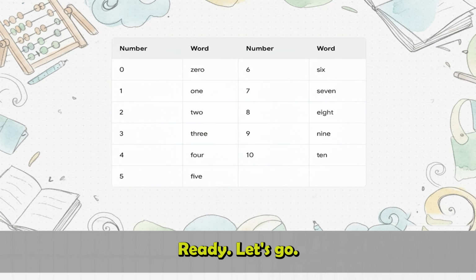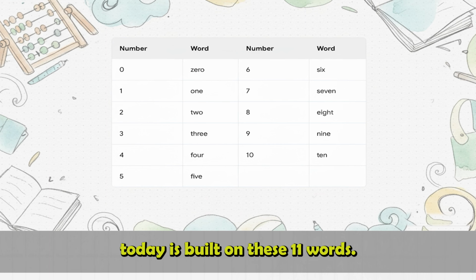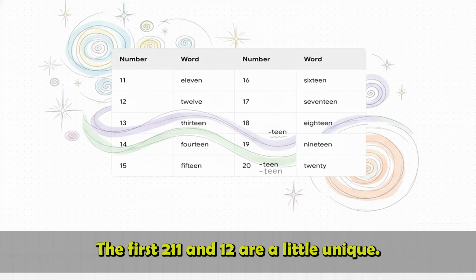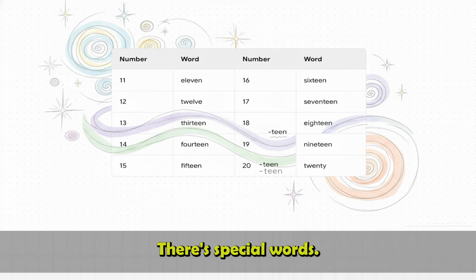Ready? Let's go. 0, 1, 2, 3, 4, 5, 6, 7, 8, 9, and 10. These right here, these are the fundamentals. Everything else we do today is built on these 11 words. Now for the next set, from 11 up to 20, the first two, 11 and 12, are a little unique. They're special words, you just kind of have to learn them as they are.